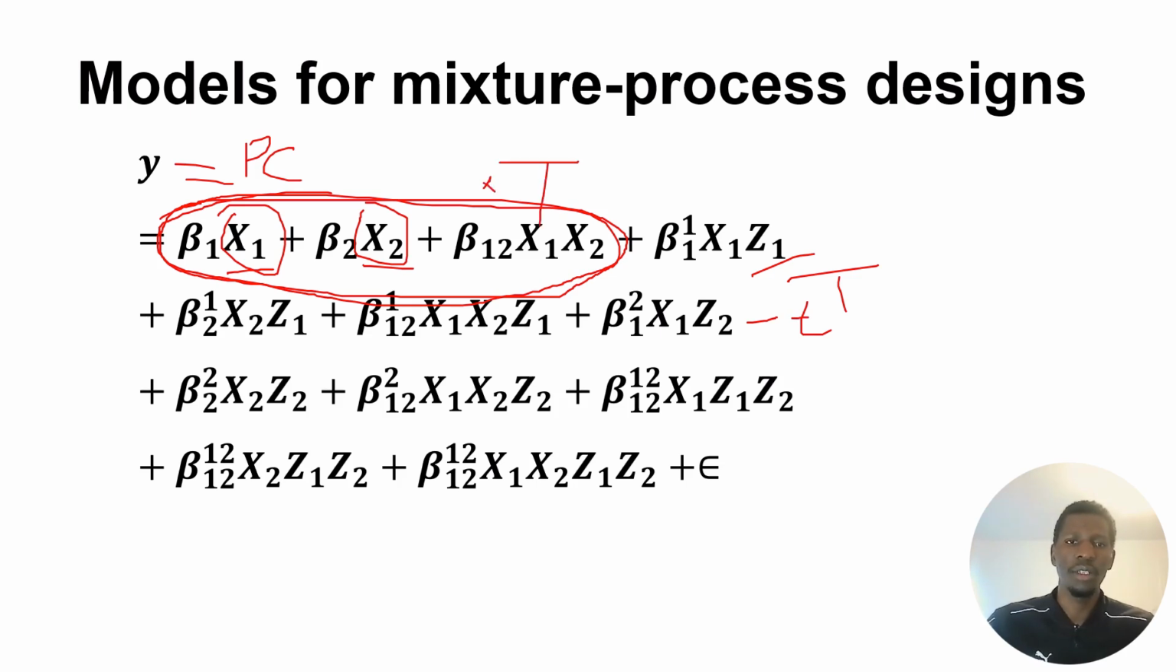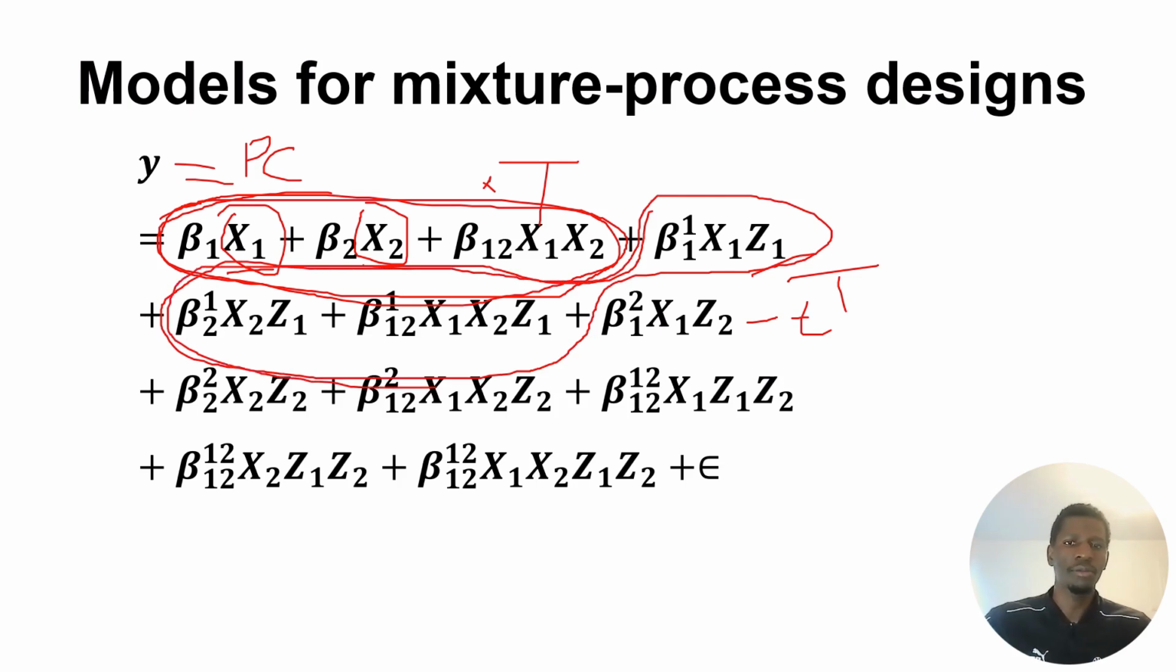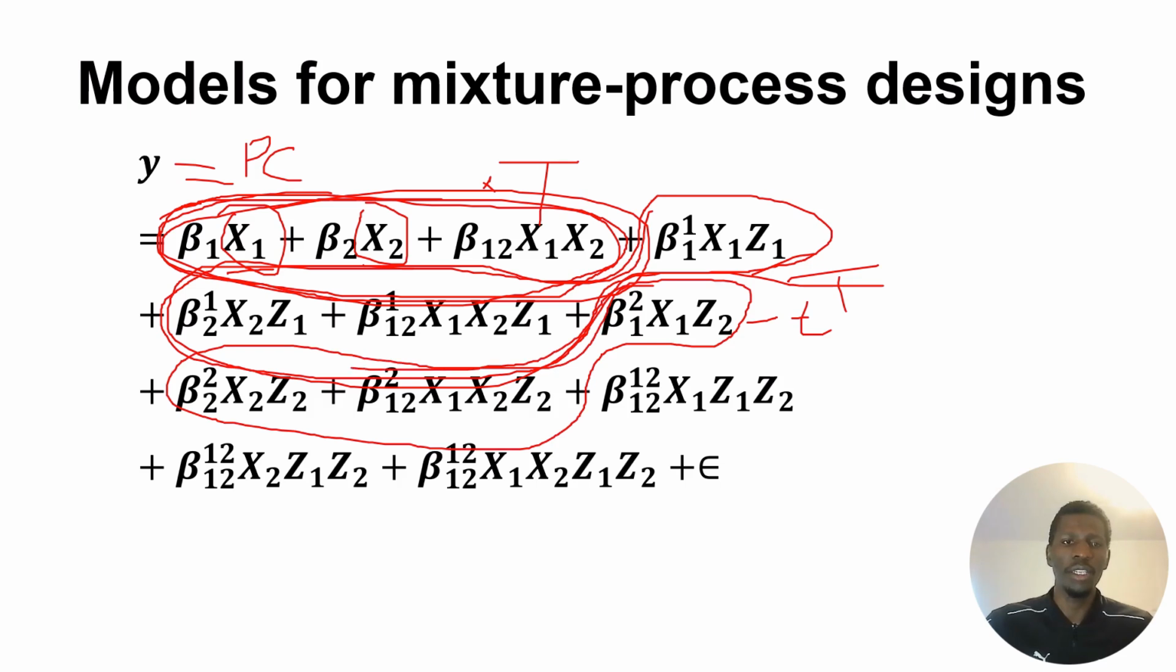If we do that, then we form this series of terms. You can see that this series of terms are multiplied by Z1. Again, to know the effect of time and formulation on the protein content, we have to multiply this series of terms again with the effect of time. If we do that, then we have this series of terms, and as you can see, they are multiplied by Z2.